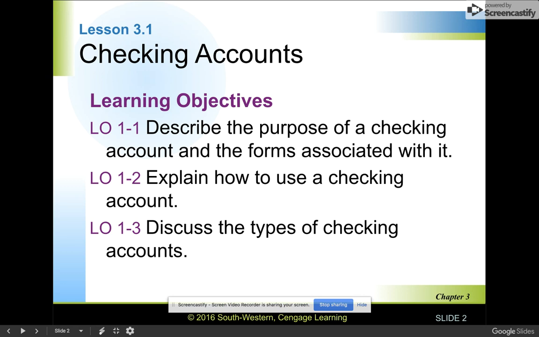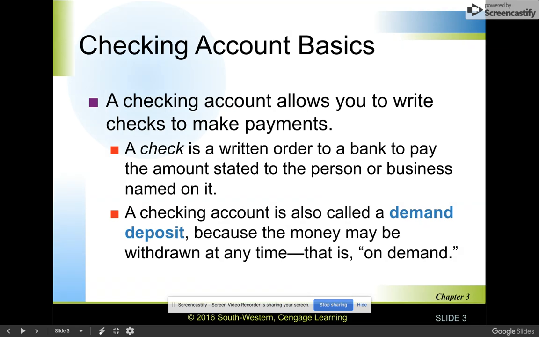So to start in this kind of 3.1, one of the outcomes is going to be describe the purpose of a checking account and all the different forms that are associated with it. Explain how to use a checking account, and then discuss the types of checking accounts. Throughout the lessons, you will go through some of the fees and some of the different things to be aware of. To start, just a few things from this.